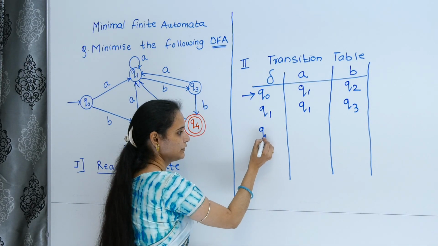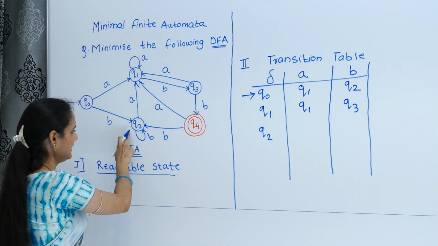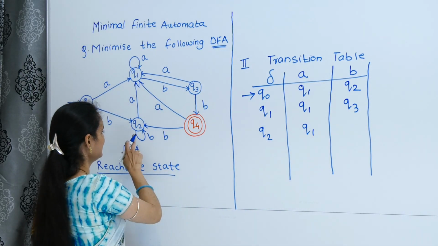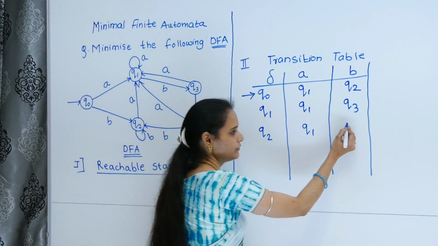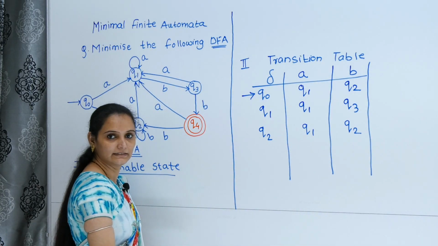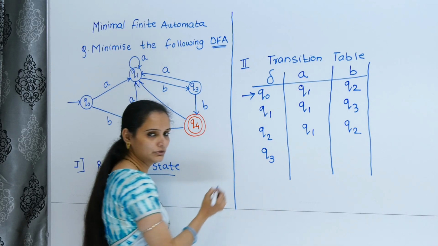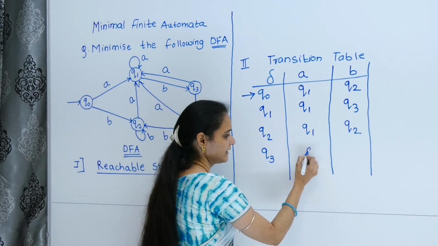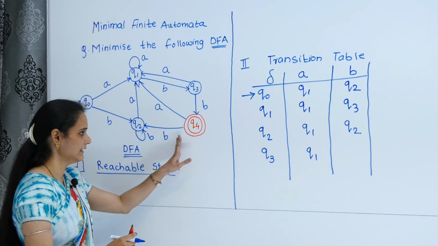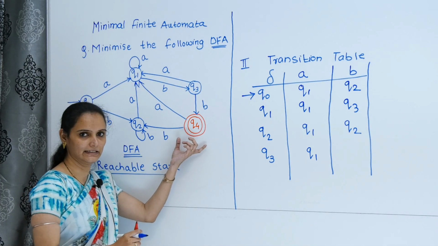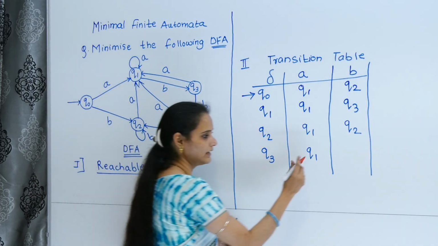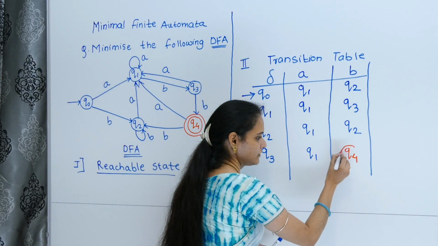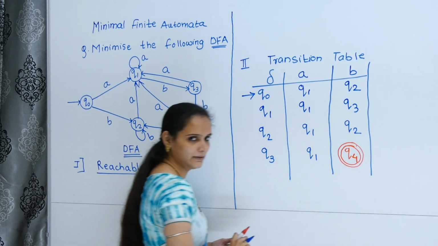The next state is Q2. Q2 on A goes to Q1, and Q2 on B goes to Q2 itself. The next state is Q3. Q3 on A goes to Q1 and Q3 on B goes to Q4. In the diagram I have marked it in red pen, which is important because all the equivalency depends on your acceptance state, so write down the acceptance state Q4.